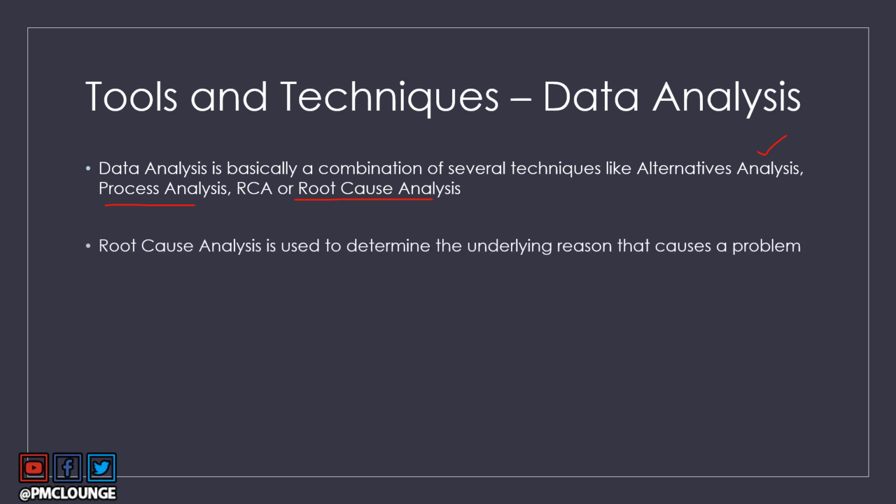So RCA is used to determine the underlying reason that causes a problem. If there is a problem, right? If you are feeling cranky, the underlying reason could be that you are hungry, right? So that's the root cause analysis. And if you could remove all the root causes of a problem, the problem wouldn't occur. So if you have some food before you start feeling cranky, then obviously the problem of feeling cranky will not occur at all.